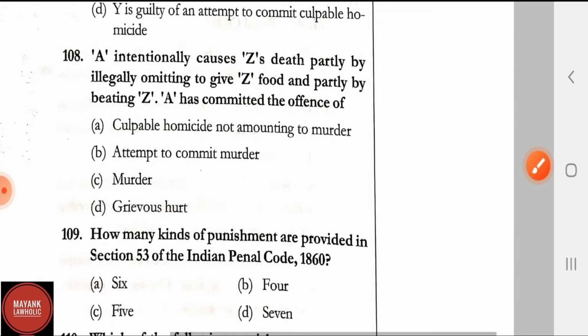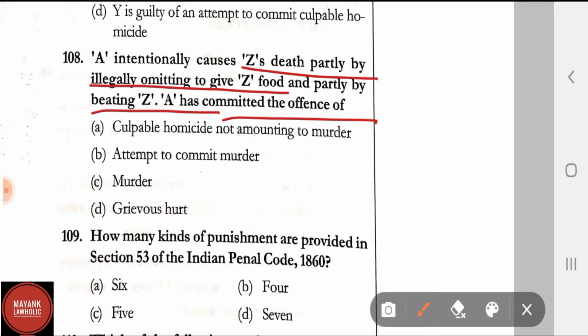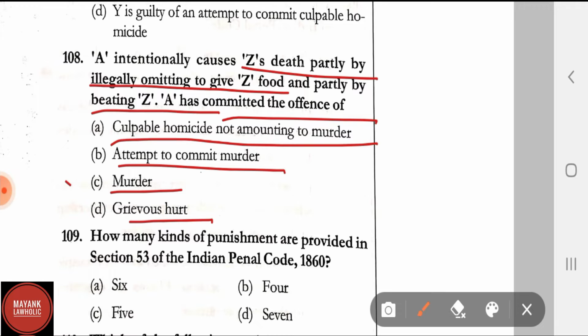Question number 108. A intentionally causes death partly by illegally omitting to give Z food and partly by beating Z. A has committed the offence of option A, culpable homicide not amounting to murder, B, attempt to commit murder, C, murder, D, grievous hurt. Here the correct answer is option C, that is murder.